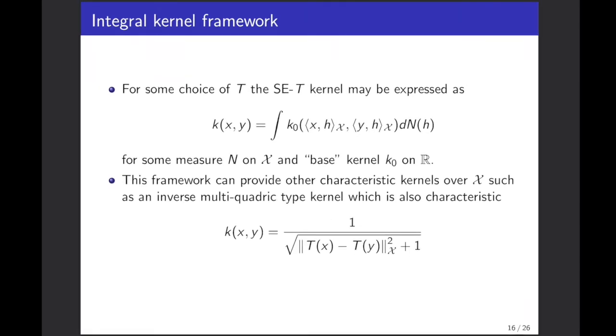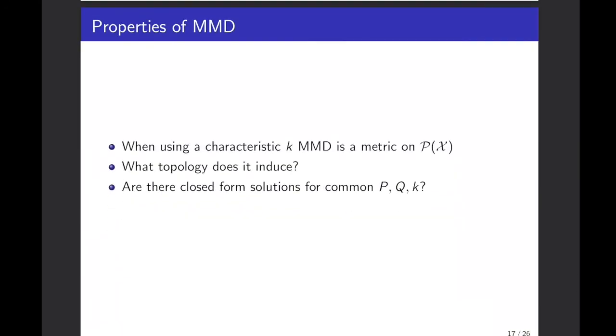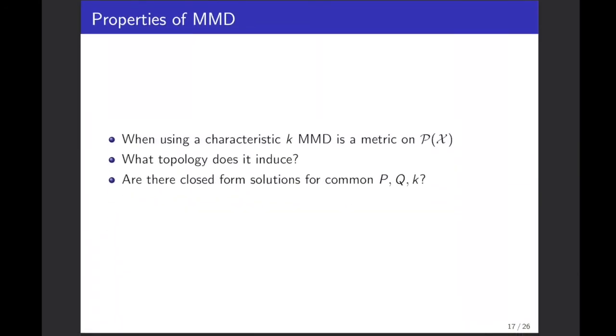Now I'll discuss some properties of MMD. So we know that when using a characteristic K, MMD is a metric on Px. So it would be a metric on probability measures over an infinite dimensional space. So this begs the question, what topology does it induce? And are there some closed form solutions for common combinations of P, Q, and K to get to grips with how this metric behaves?